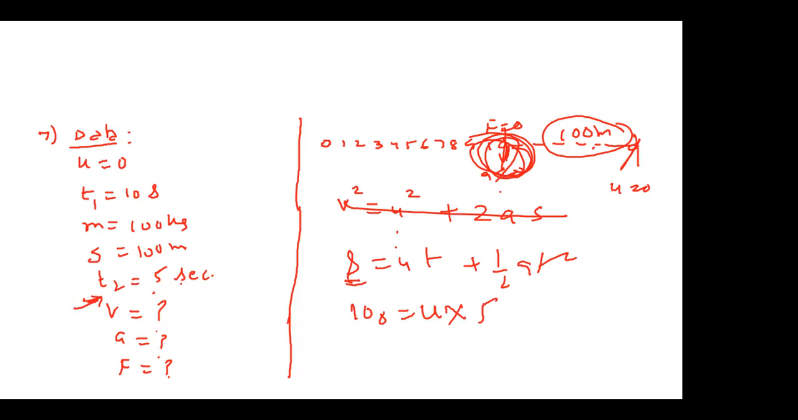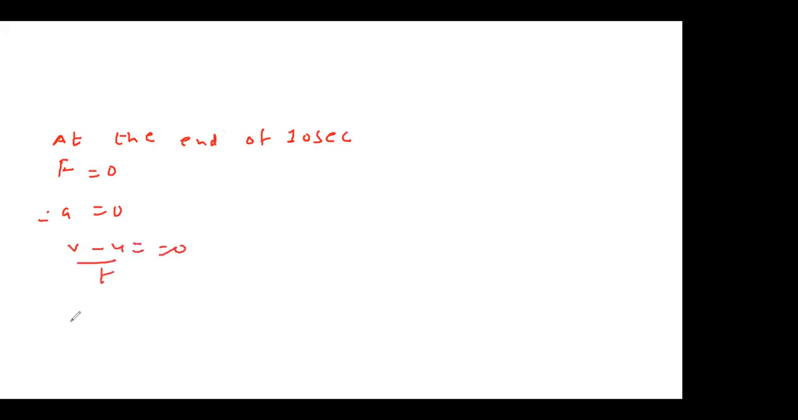Again see, very important question. Data you have written? Yes, sir, data is written. Okay. So can I say at the end of 10 seconds, F is 0, therefore a is 0, therefore v minus u upon time is 0. That means v is same as u.